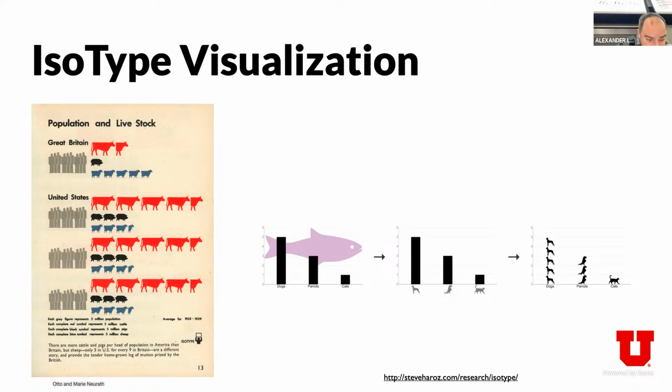So for example, what is the red symbol? It's 5 million cattle. The pig is 5 million pigs. And yeah, each unit for the livestock is 5 million, right? And so you get a sense of what that means without having any labels, and you get a sense of the magnitudes. And you also get a sense very clearly that the United States is much bigger, has much more livestock than Great Britain.